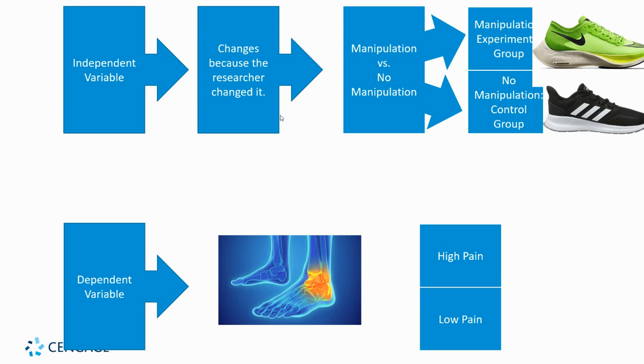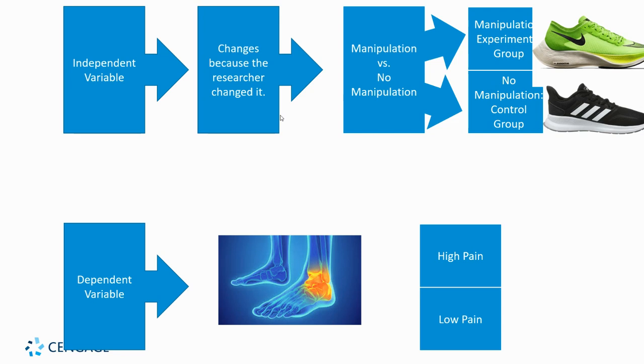Now, maybe I'm interested in what kind of shoes affect ankle pain or ankle injury. Well, again, the thing that the researcher changes, that's the independent variable. I'm going to give one runner some Nikes and I'm going to give the other runner Adidas. Well, that's the thing that I changed. And so therefore, that's the independent variable.